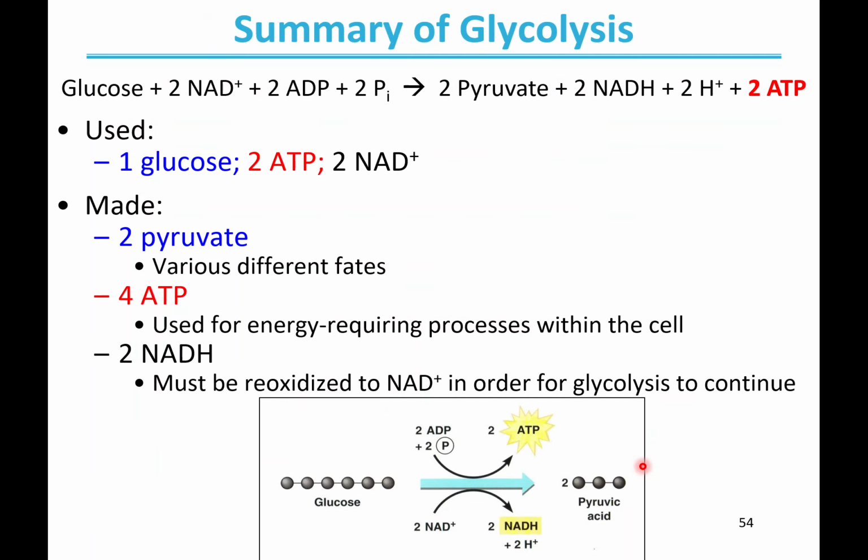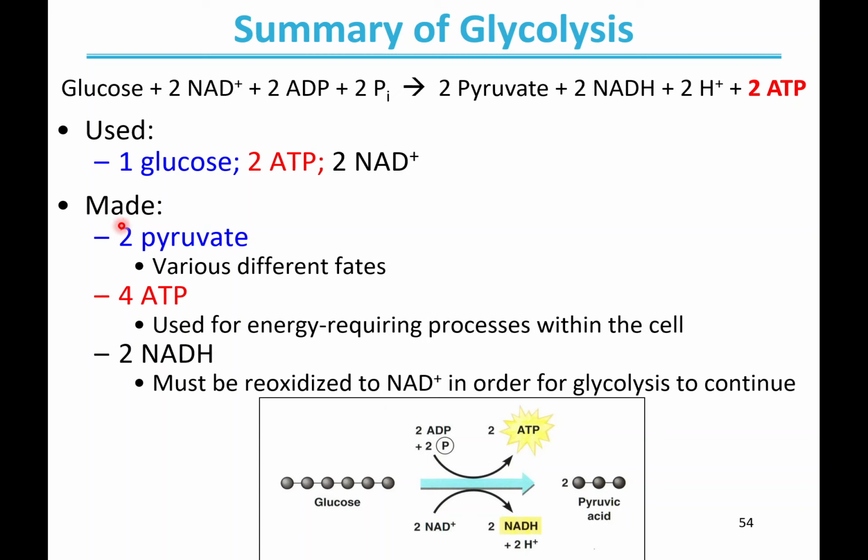So, a summary of glycolysis. In glycolysis, what do you use? You use one glucose. You have to use two ATPs in the preparatory phase, and you have to provide two NAD pluses for step 6. What do you make from glycolysis? Well, you make a total of 2 pyruvates.